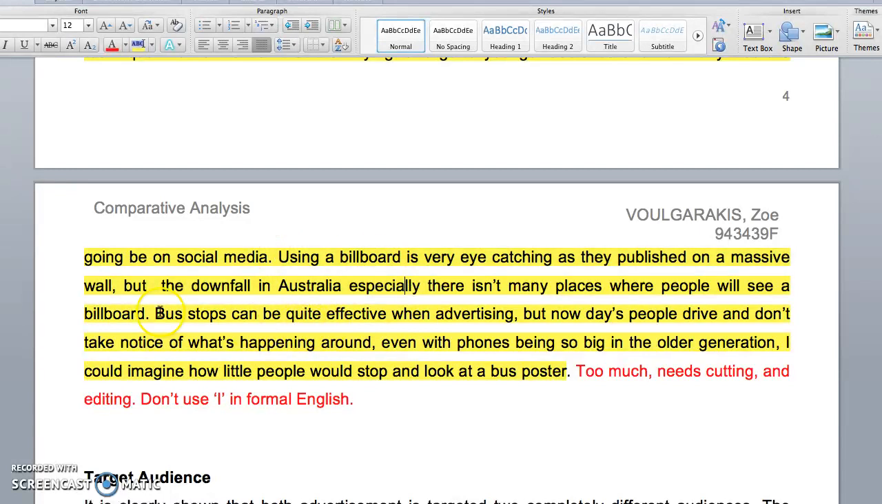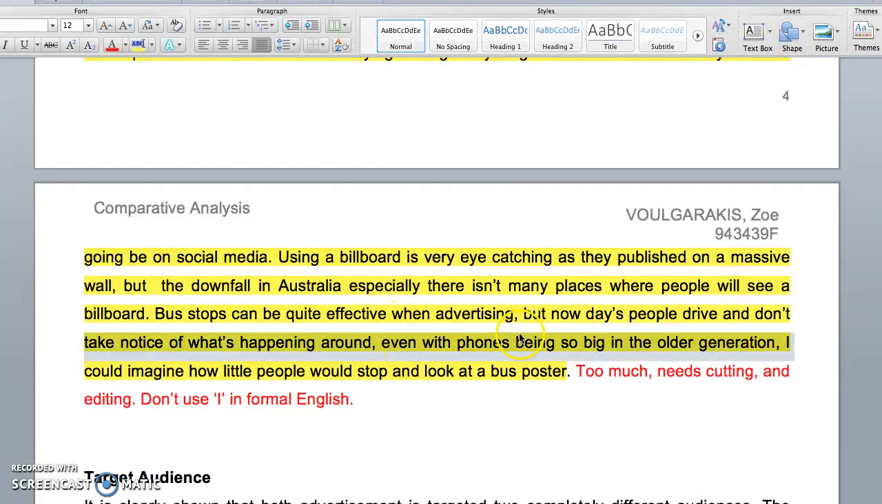"Bus stops can be quite effective when advertising, but nowadays people drive." Well, Zoe, not everyone drives. A lot of people still get buses. So you need to observe as you're driving and check out the number of bus stops that there are along the road, and that every single one has an advertisement positioned in it.